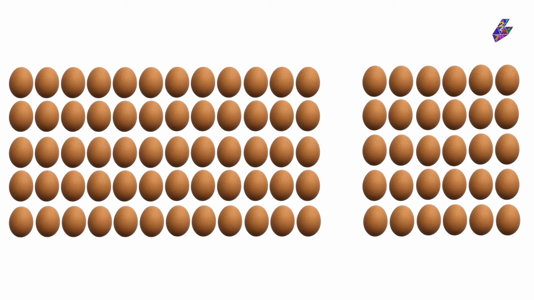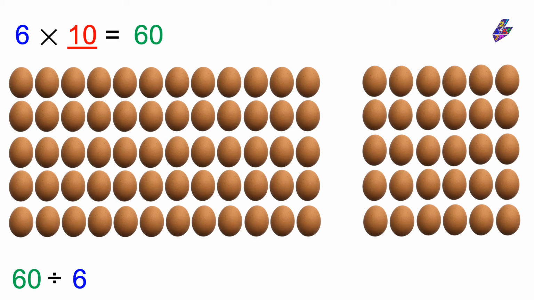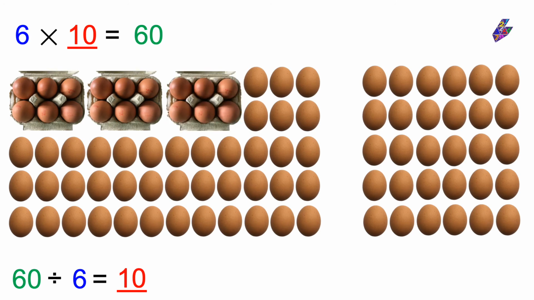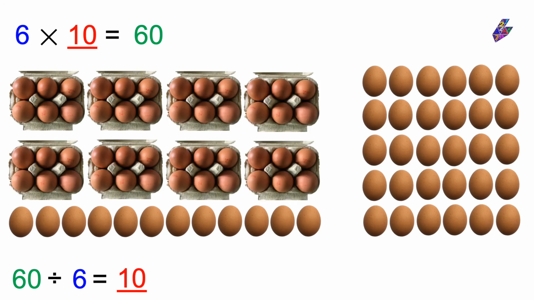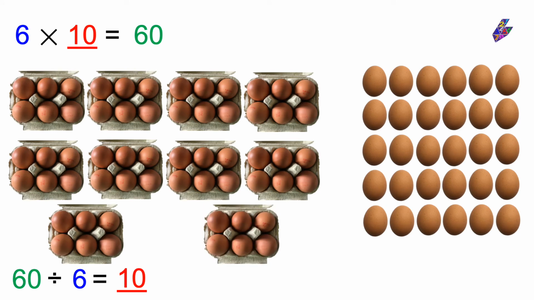Using this prior knowledge, I might know that 6 multiplied by 10 equals 60, which also means that 60 divided into groups of 6 will be 10 groups. So that group of 60 eggs will create 10 boxes of 6 eggs.